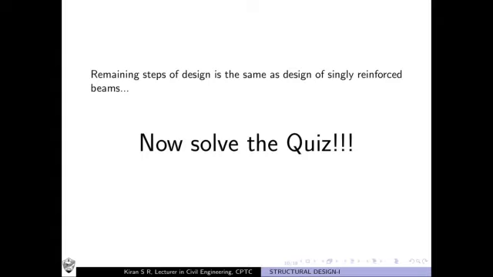So now go through this lecture once again, get your doubts cleared, draw down the figures and expressions, take down these expressions and try to understand the meaning of these equations thoroughly, and now solve the quiz. Thank you.